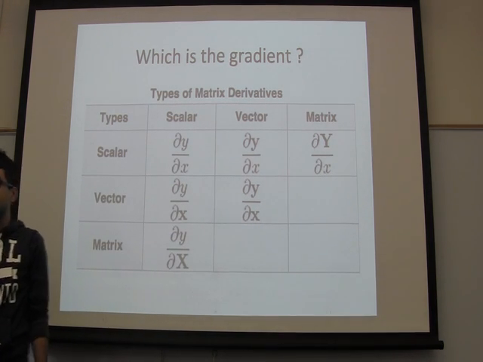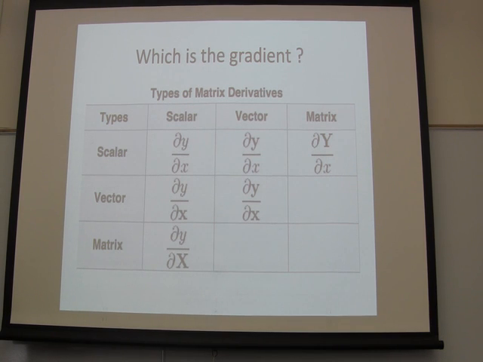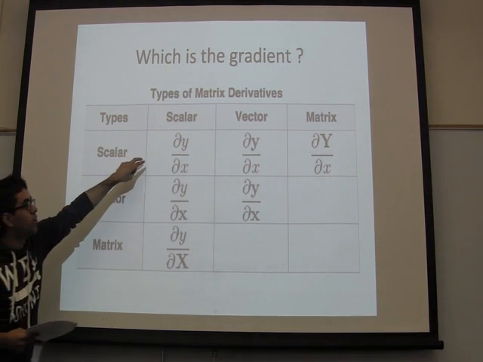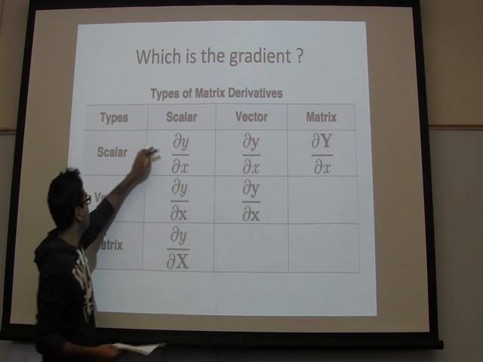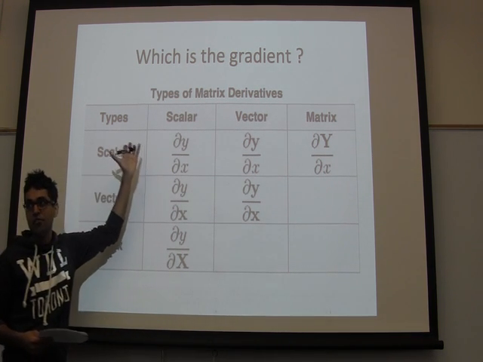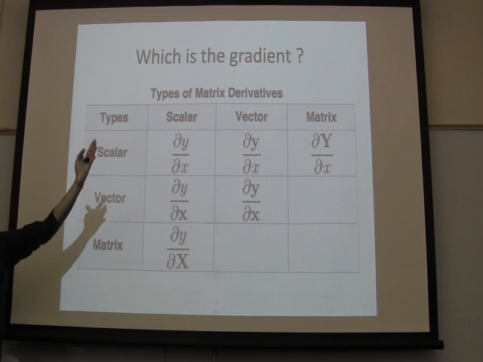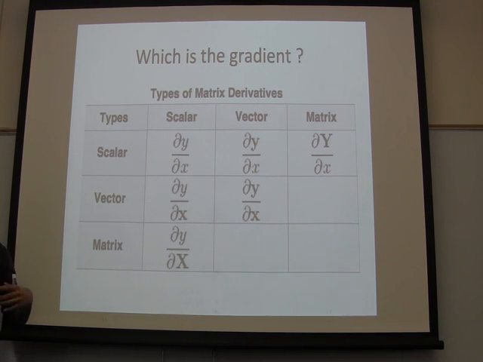Scalar. It's actually the derivative of a scalar by a vector. So assume that this is the numerator and this is the denominator. You know that the gradient is going to be the derivative of a scalar function with respect to the entries in the matrix.